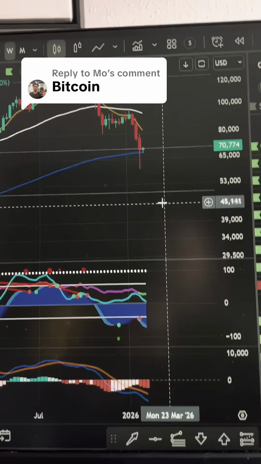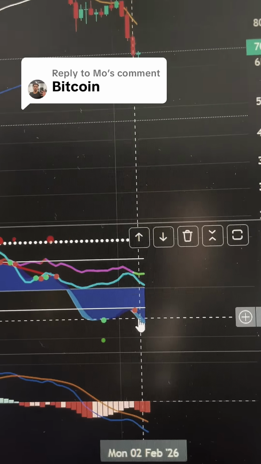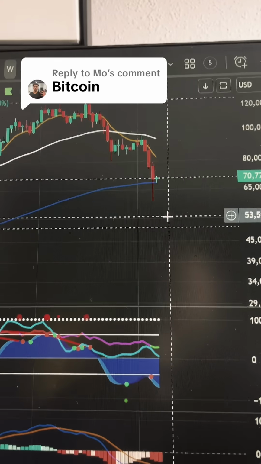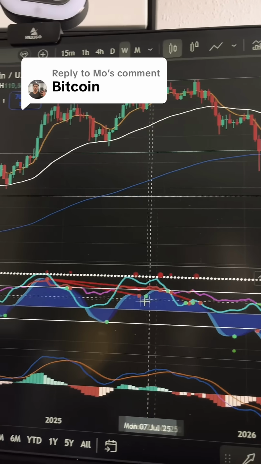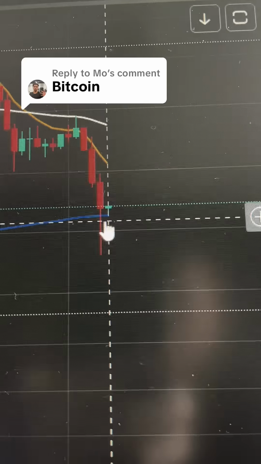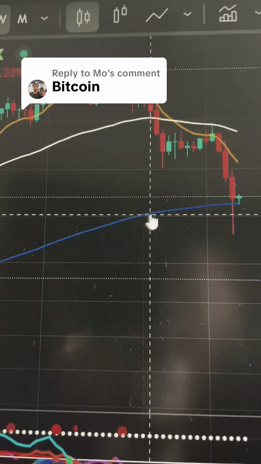Again, this indicator is very, very accurate if you know how to use it, know how to read it. I have a free course over there in my Discord that'll tell you exactly how to use it and what everything means. So what I like about the chart right now is it's down in here to its 200-week moving average.